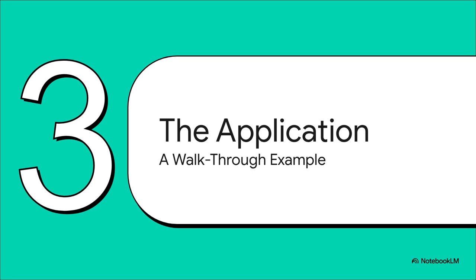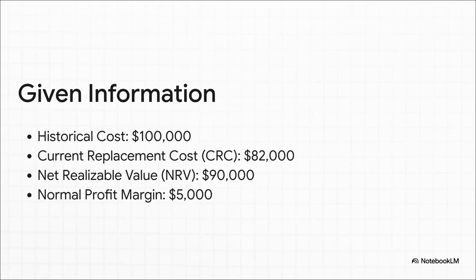So let's walk through a nice, clear example, just like you might see on an exam. All right, here's our setup. We've got inventory that we originally paid $100,000 for. If we had to replace it today, it would cost $82,000. We figure we can sell it for a net of $90,000. And our normal profit on something like this is $5,000. We've got all the pieces of the puzzle.